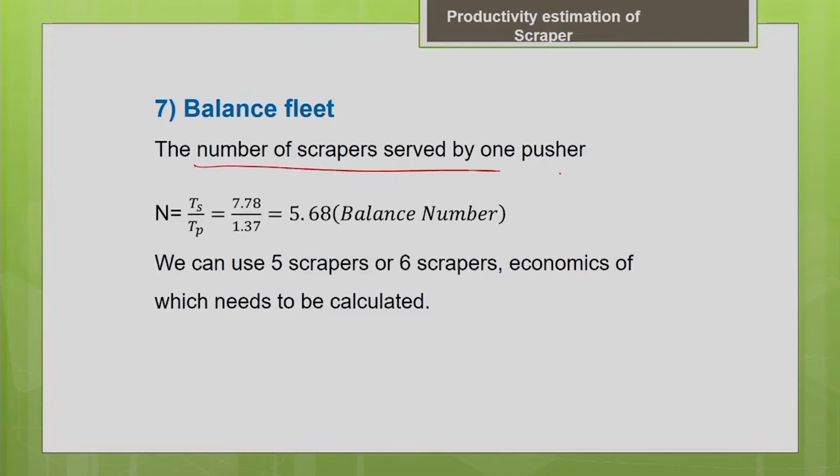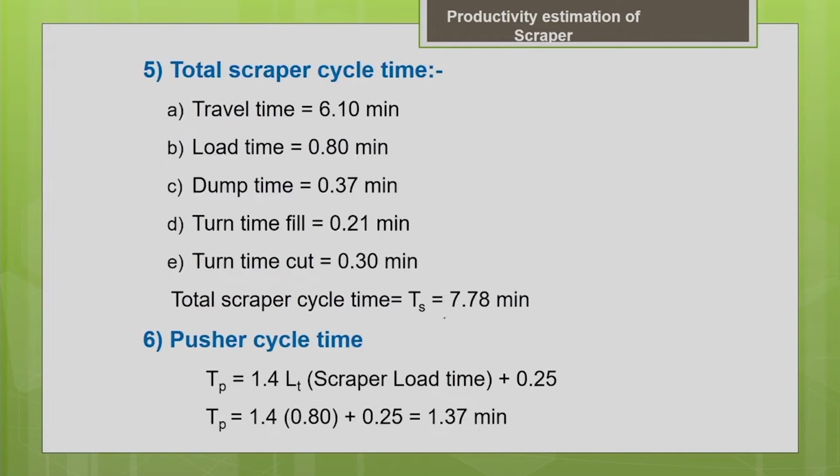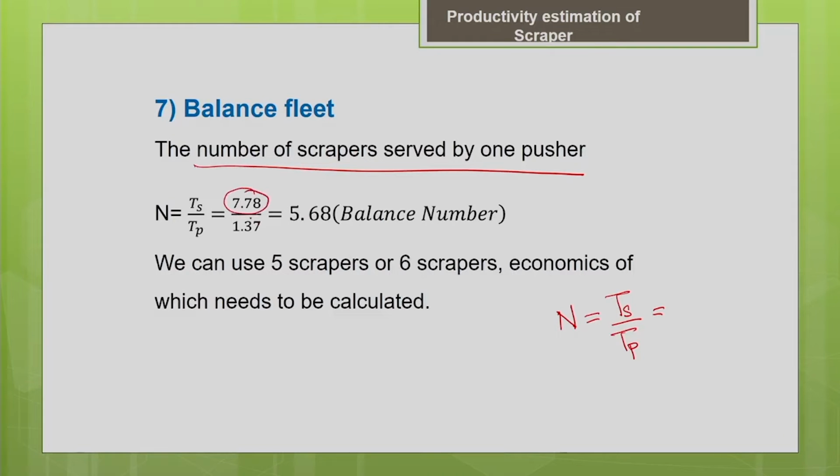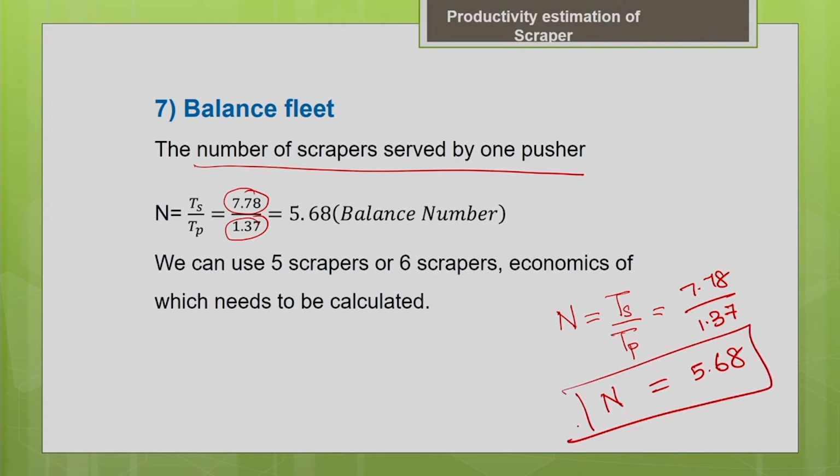Now let us see the balanced number of scrapers served by one pusher. That is n, the number of scrapers served by one pusher, which is equal to the cycle time of the scraper divided by the cycle time of the pusher. Here we have estimated the cycle time of the scraper as 7.78 minutes and the pusher cycle time as 1.37 minutes. So 7.78 divided by 1.37 gives you the value 5.68. So now the balanced number is 5.68.